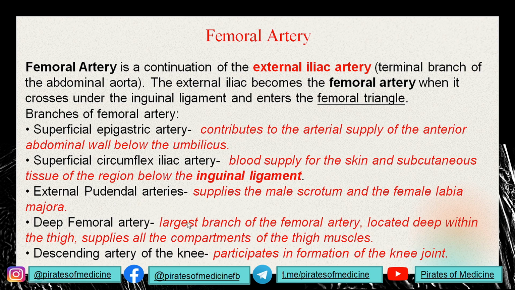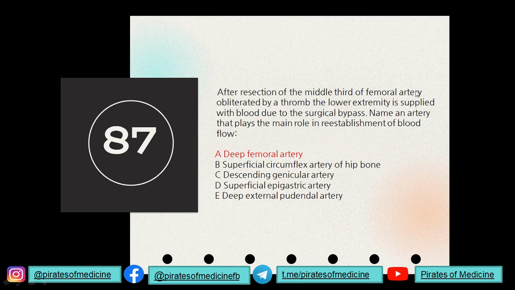Then we have the most important artery over here, the deep femoral artery, which is the largest branch of the femoral artery. It is located deep within the thigh and it supplies all the thigh muscles, all the compartments, the anterior, the lateral and the posterior. Then we have the descending artery of the knee, which participates in the formation of the knee joint. So you can see that if you need to remove the middle third of the femoral artery, then the artery which can play a role in establishment of the blood flow during the bypass would be the deep femoral artery, because it is located deeply.